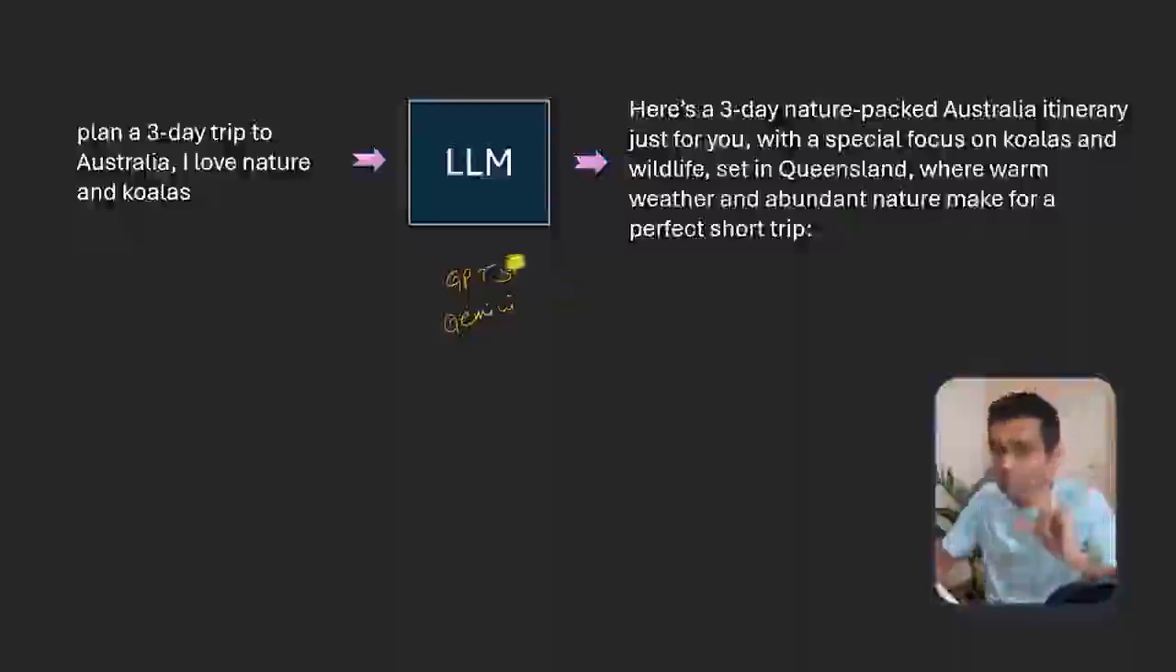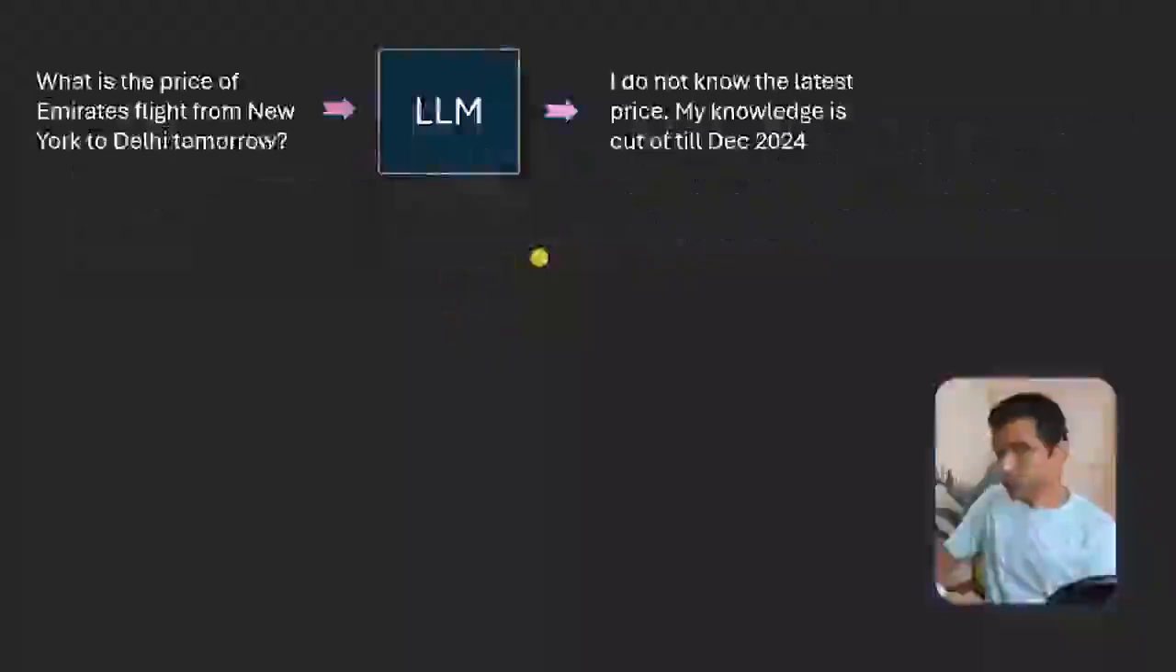Okay, so these LLM models are trained till a certain knowledge cutoff date, and if the question is in that knowledge, it will answer it. But let's say you ask this question: what is the price of Emirates flights from New York to Delhi tomorrow? Well, it doesn't know that because it has a knowledge cutoff. Let's say this model was trained on data till December 2024. It will say, okay, I can't answer it.